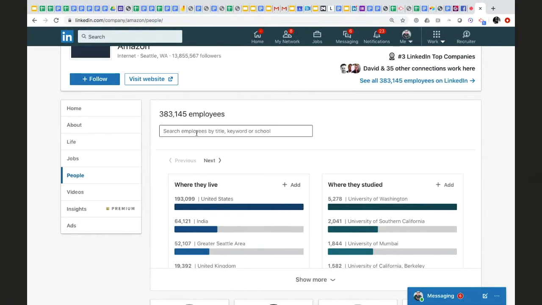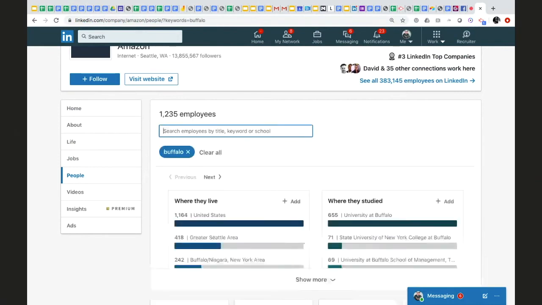But here's a really cool thing that you could do with Amazon. You could just search all profiles. I ran a profile search for the word Buffalo. Anybody who's had an association with Buffalo that works at Amazon doesn't mean that they live in Buffalo. It just means somewhere in their profile, the word Buffalo resides. And when I return that, I now have the 1,235 people at Amazon that have some association with the word Buffalo. Pretty cool. I can see 655 of them actually went to the University of Buffalo.